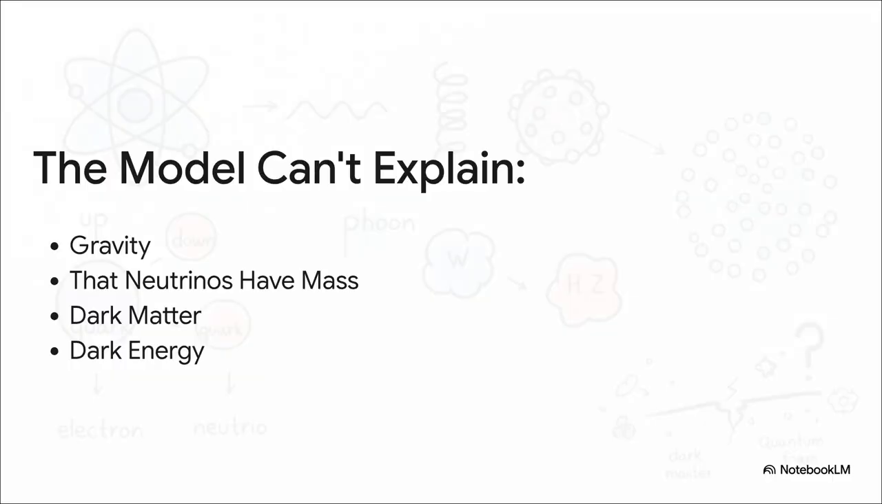Yeah, for starters, it has absolutely nothing to say about gravity. Zero. It also incorrectly predicted that tiny particles called neutrinos have no mass, but we've since discovered they do. But its biggest blind spots are just massive in scale. The model is completely silent on dark matter, the invisible stuff holding our galaxies together, and dark energy, the mysterious force that's making our universe expand faster and faster. Add it all up, and that's 95% of the cosmos that our best, most successful theory simply can't explain.